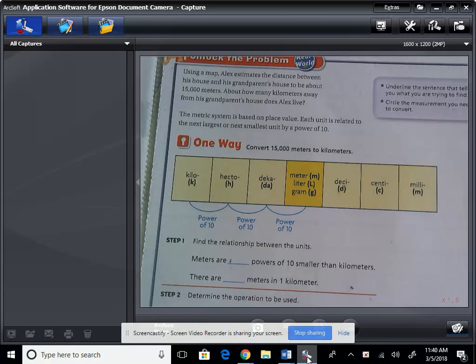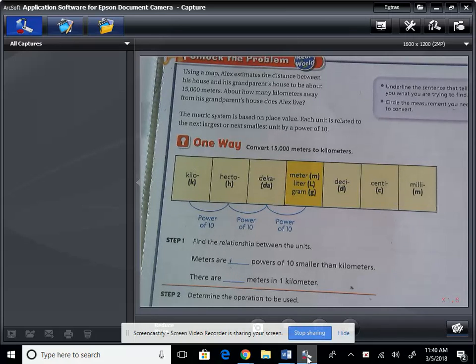Using a map, Alex estimates the distance between his house and his grandparents' house is about 15,000 meters. About how many kilometers away from his grandpa's house does Alex live? The metric system is based on the place value. Each unit is related to the next largest or smallest unit by a power of tens.